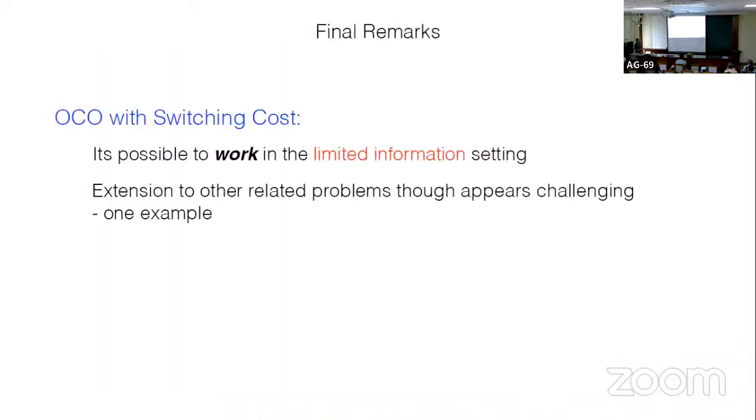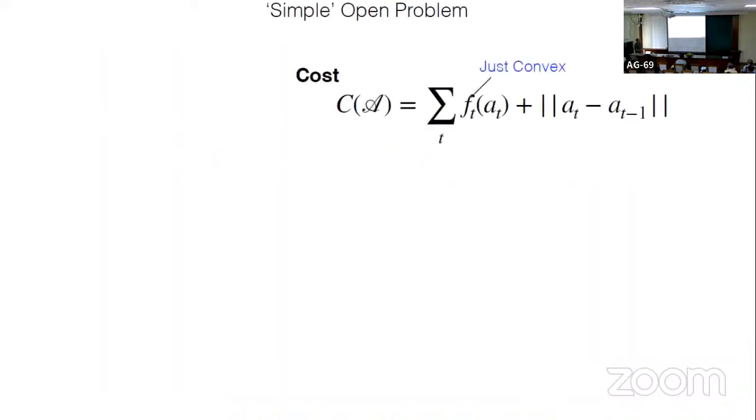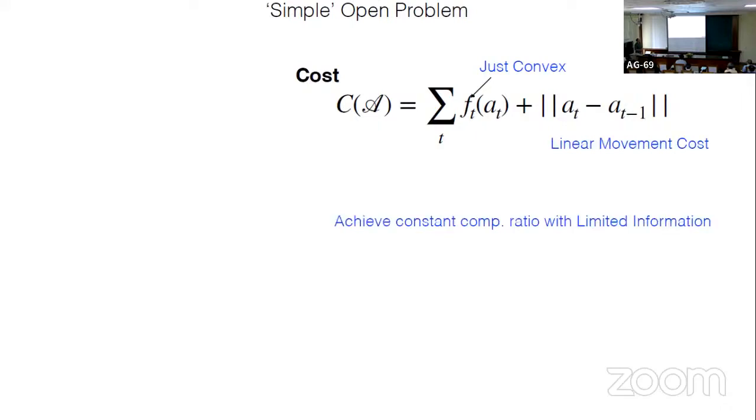And let me just get this. Yeah, so this is the problem which remains open, where the functions are just convex and the switching cost is just linear, or just this normal distance. What you want to show is to achieve a constant competitive ratio when the information is limited. When the information is full, a trivial algorithm gets you 3 competitive. That's so simple I would even ask it in a qualifying exam. But when you go from full information to limited information, all bets are off because of this non-differentiability.